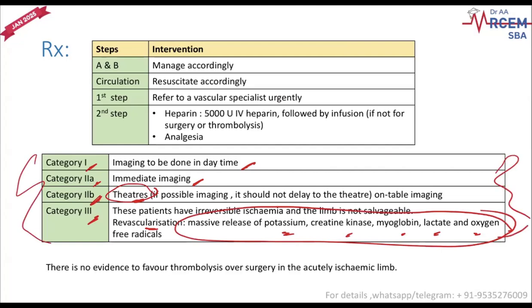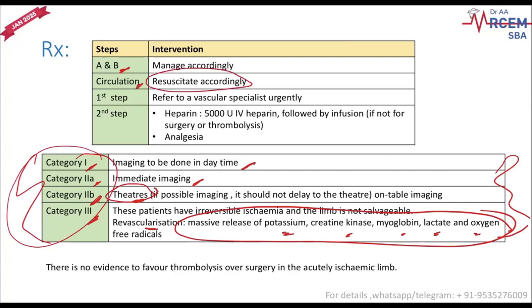But how do you manage in the emergency department? This classification is more for the vascular surgeons, but you need to be aware of it. In the emergency department, for an acute limb ischemia: airway, breathing, and circulation, resuscitate if required.